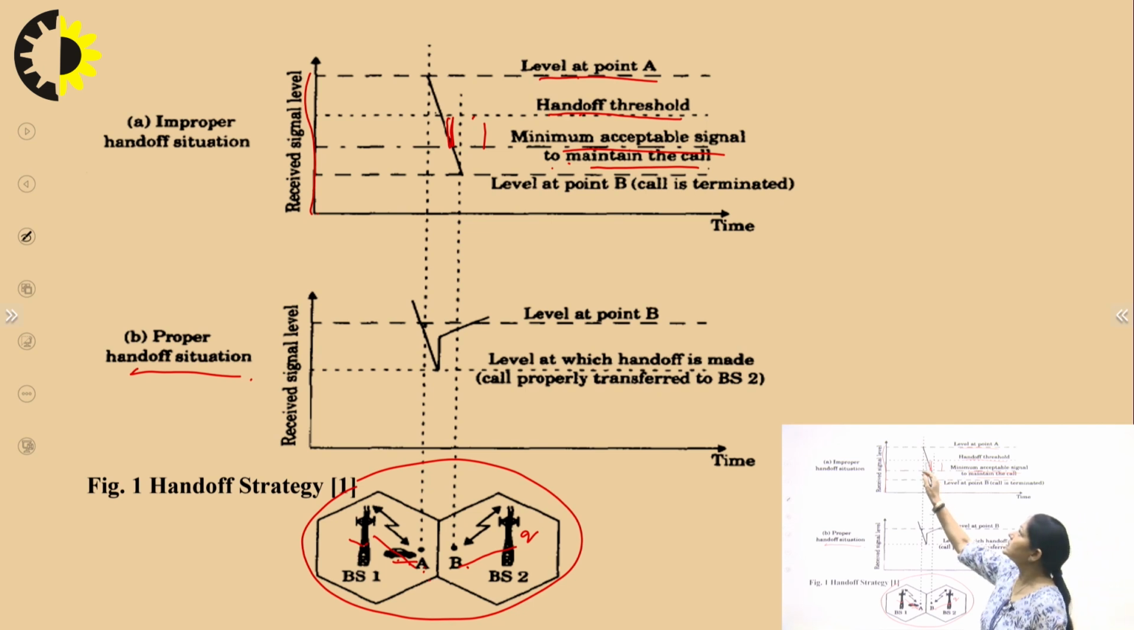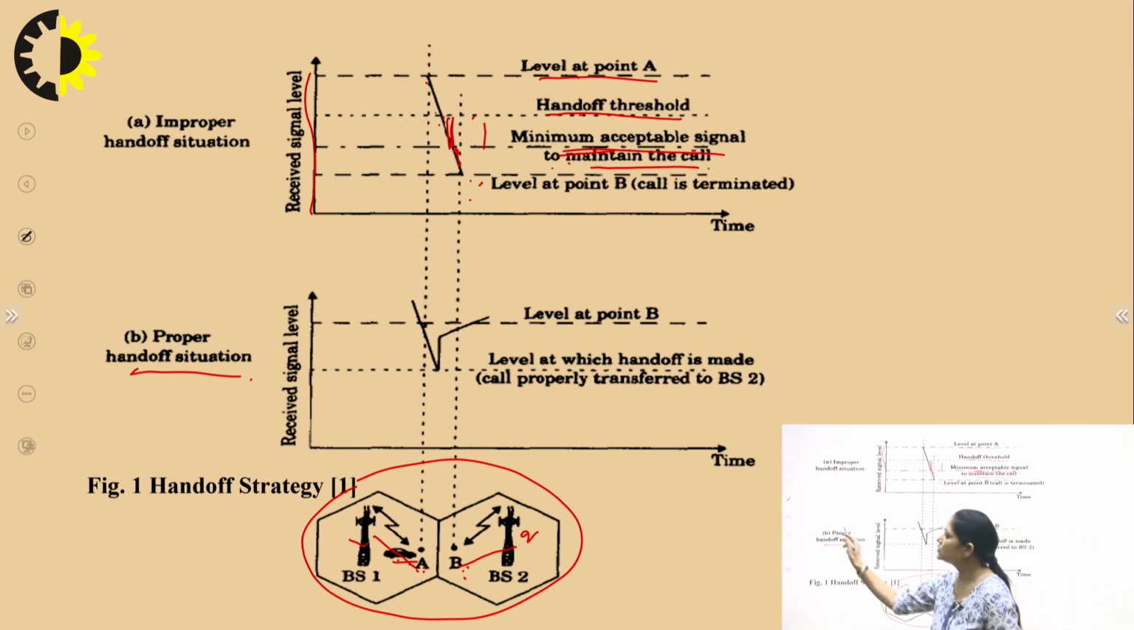Now in this case, when the user is moving from station A to station B, this is station A, and here you can see the level at station B. In between this region, the MSC has to take the decision whether there should be a handoff or not. If the signal has gone below the minimum acceptable level and the decision has not been taken, then what will happen? At point B, no handoff has taken place, so the call will drop. This is an improper handoff, in which the call will drop.